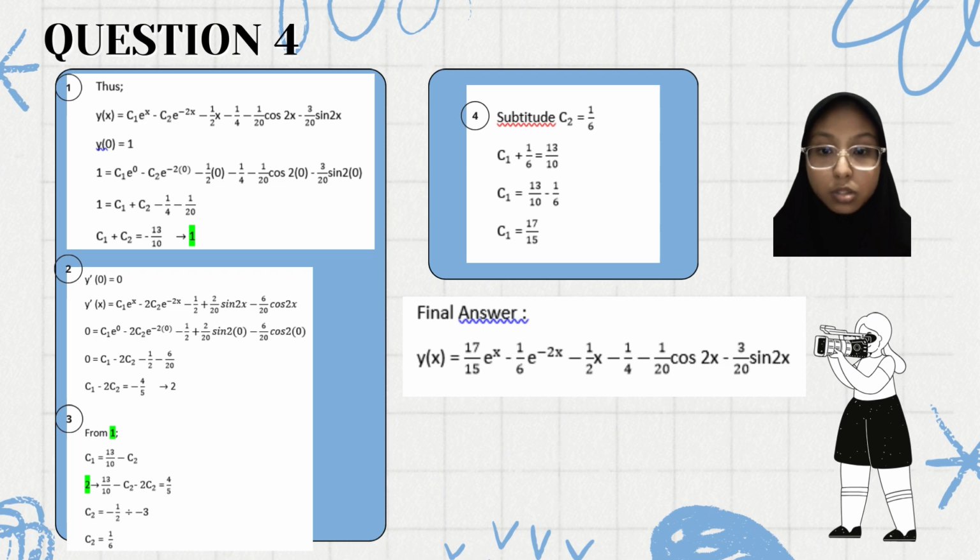Next, substitute c2. c1 plus 1 over 6 equals 13 over 10, so c1 equals 17 over 15. As a final answer, y(x) equals 17 over 15 e to the x plus 1 over 6 e to the negative 2x minus 1 over 2 x minus 1 over 4 minus 1 over 20 cos 2x minus 3 over 20 sin 2x.